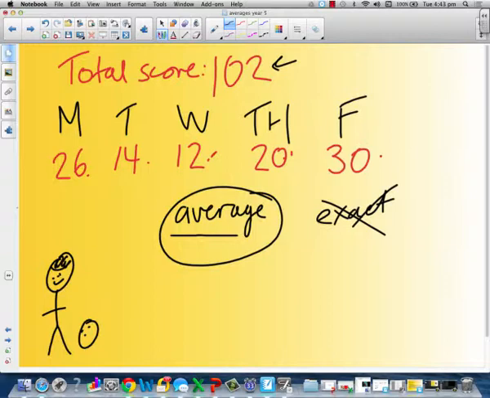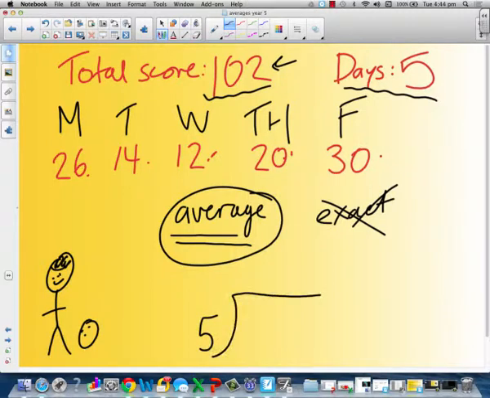But we're trying to find the average amount per day. So how many days in total were there? Well, we won't even add this up. I think you better just be able to tell me there's 5 days. So to find what we're talking about per day, we've got to divide the total score, which is 102, by the amount of days. So the sum looks like this. 5 into 102, because 102 was the score. The amount of days was 5, so what's he getting per day about?